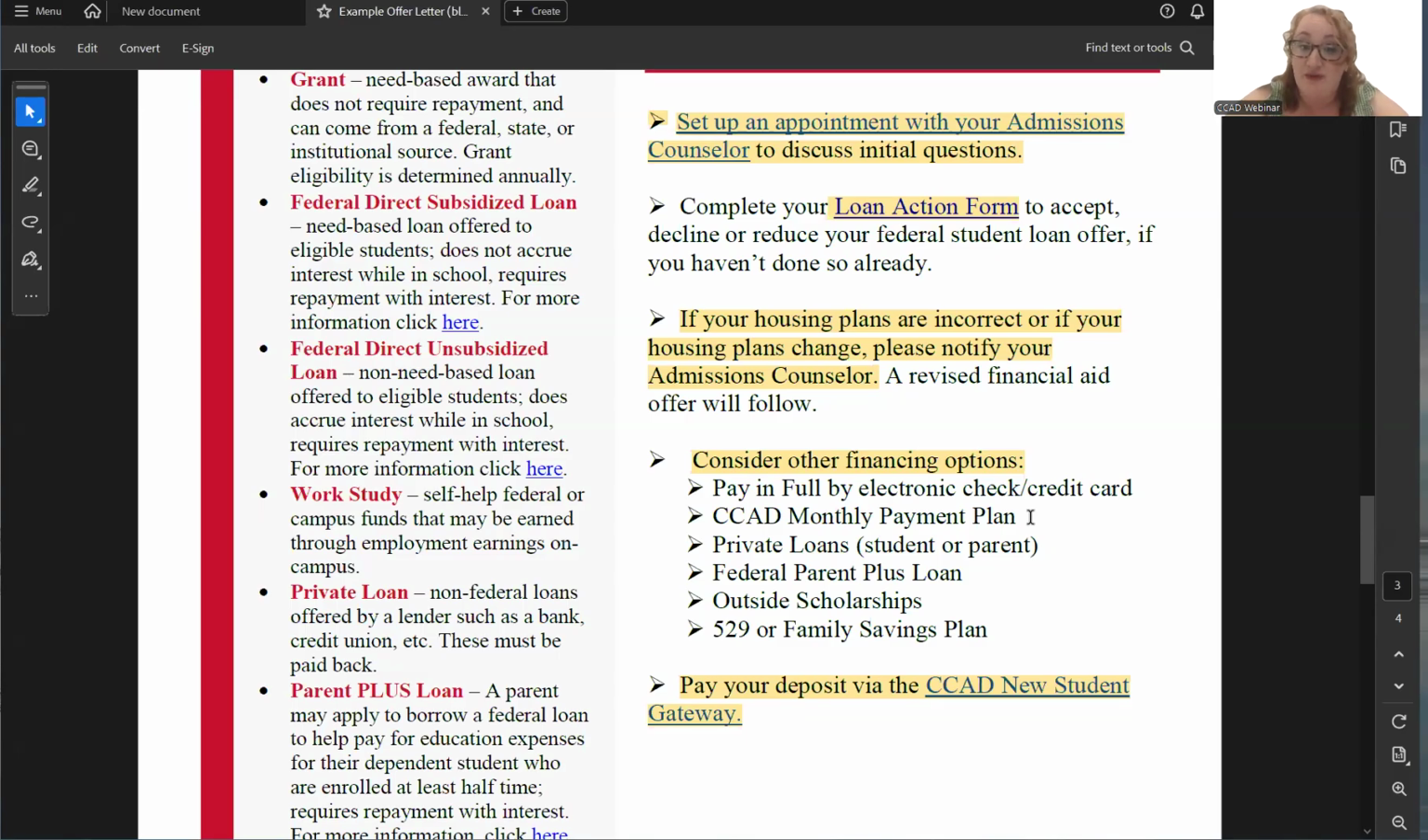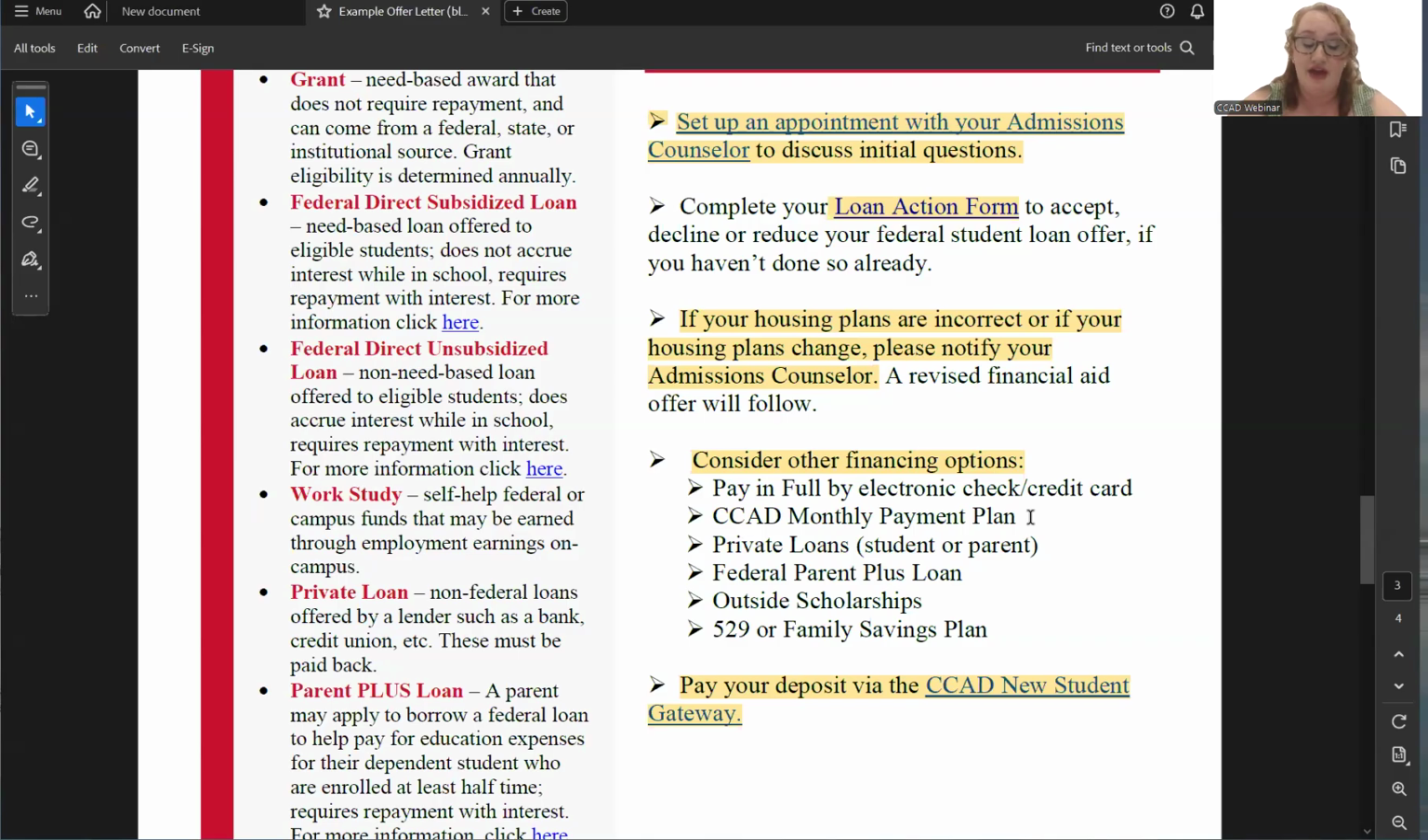Another option for you is signing up for the Federal Parent PLUS loan. This is very similar to the student federal loans. You would go onto studentaid.gov, just like where you filled out FAFSA, and then the parent can take out a loan in their name and go through the federal government that way.